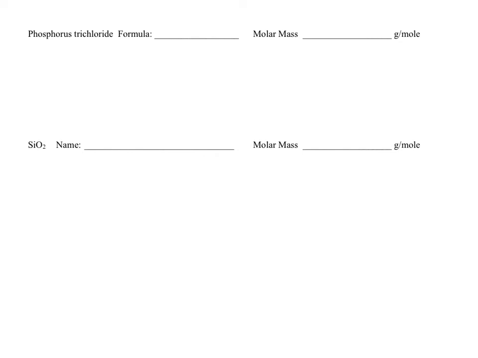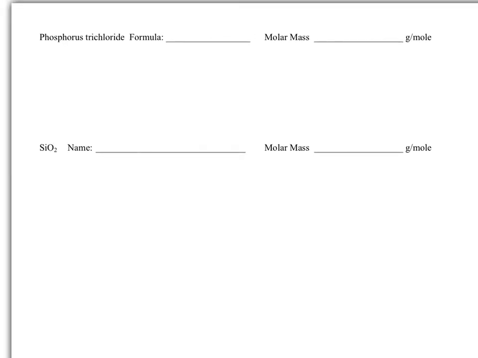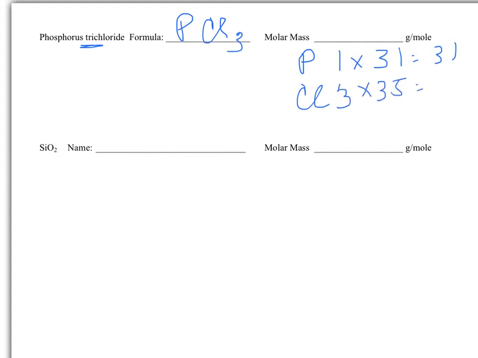Okay, phosphorus trichloride. I am using prefixes here, so I know that this is going to be a covalent compound, a molecule. Even if I didn't know phosphorus was a nonmetal, I would know that from the prefix. Of course, we are going to have phosphorus, and then 3 chlorines. For molar mass, phosphorus is 1 times 31 equals 31. For chlorine, you're going to have 3 of those times 35 equals 105. Add those up, 105 plus 31, and you get 136.